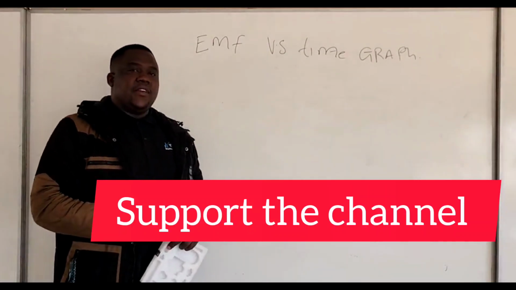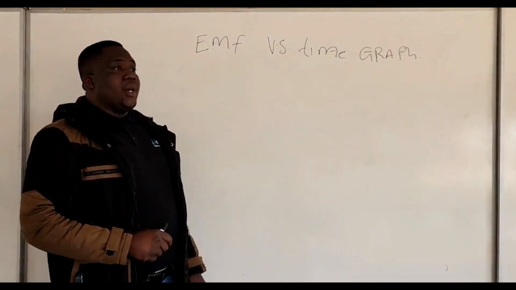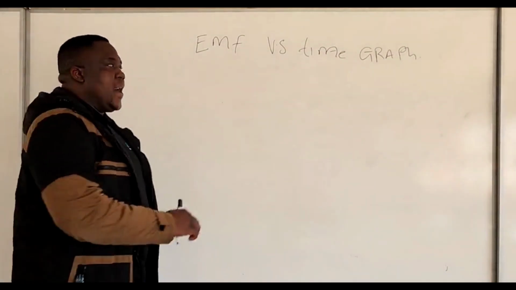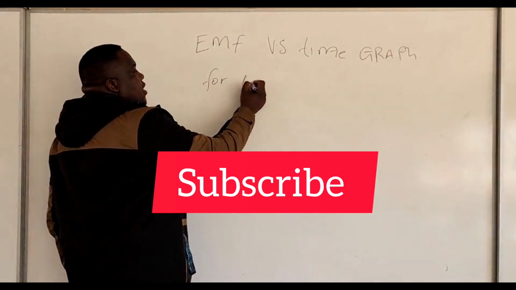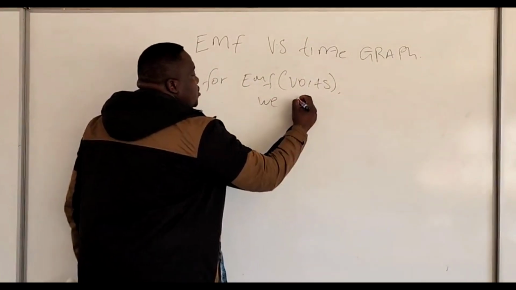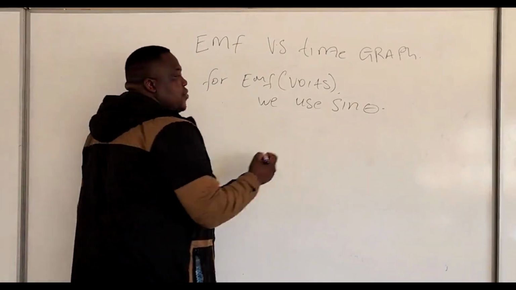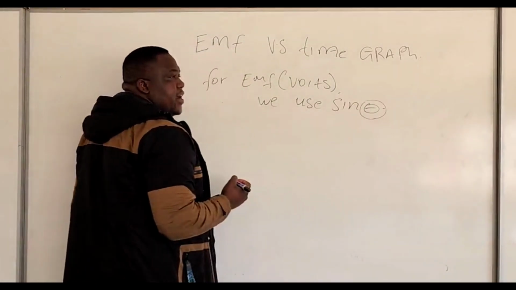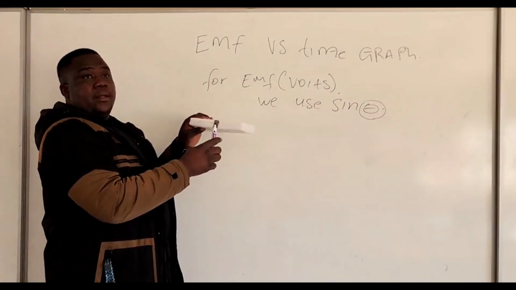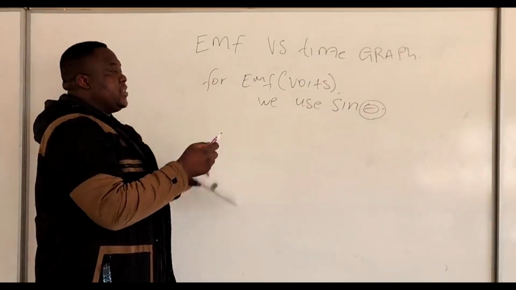From the first video, you saw, I told you about the derivative of the formula, whereby for EMF of volts, we use what? We use sine theta, of which theta is the angle between the normal line of the loop and the magnetic field line.